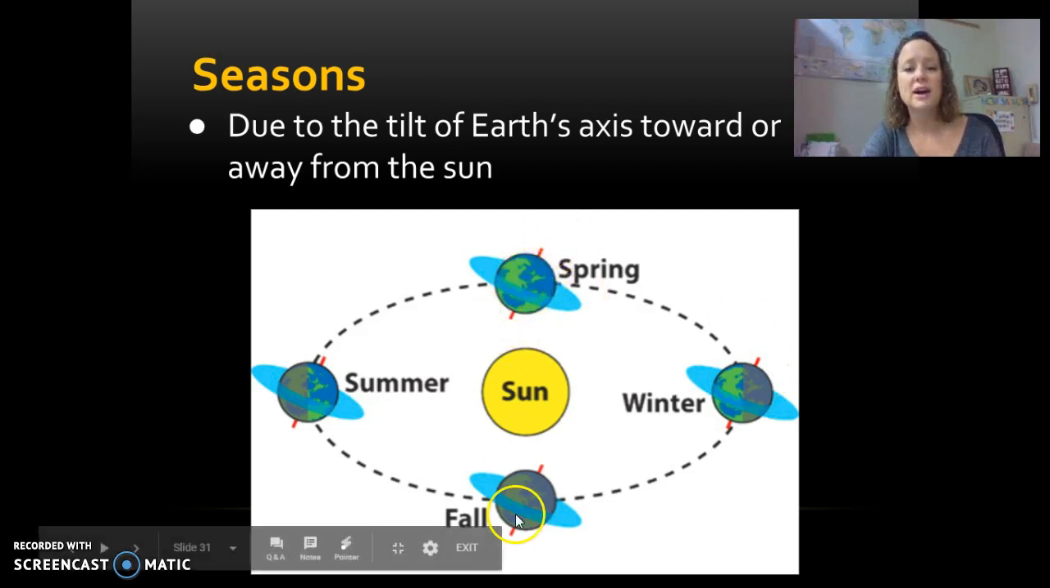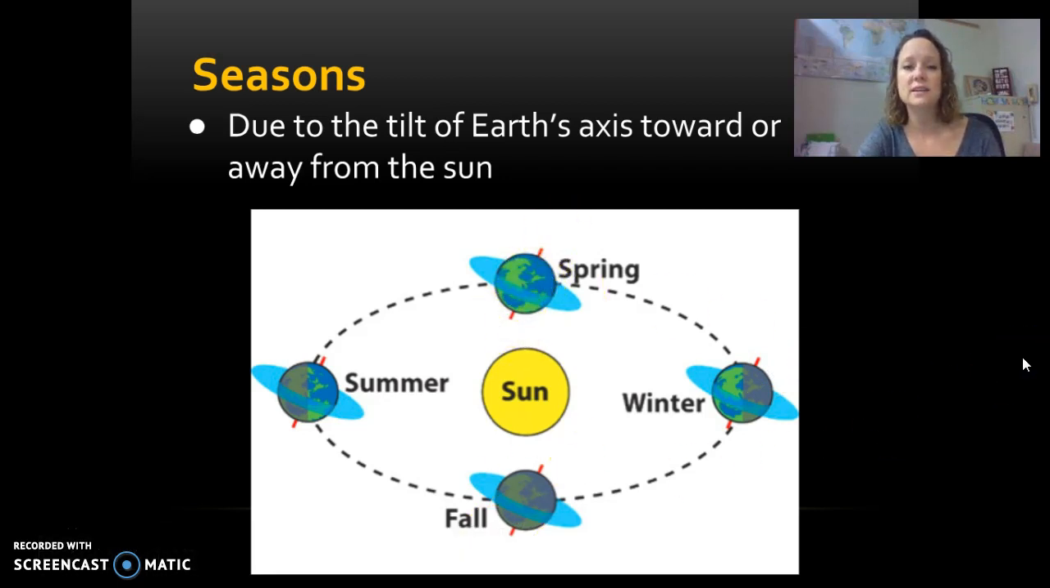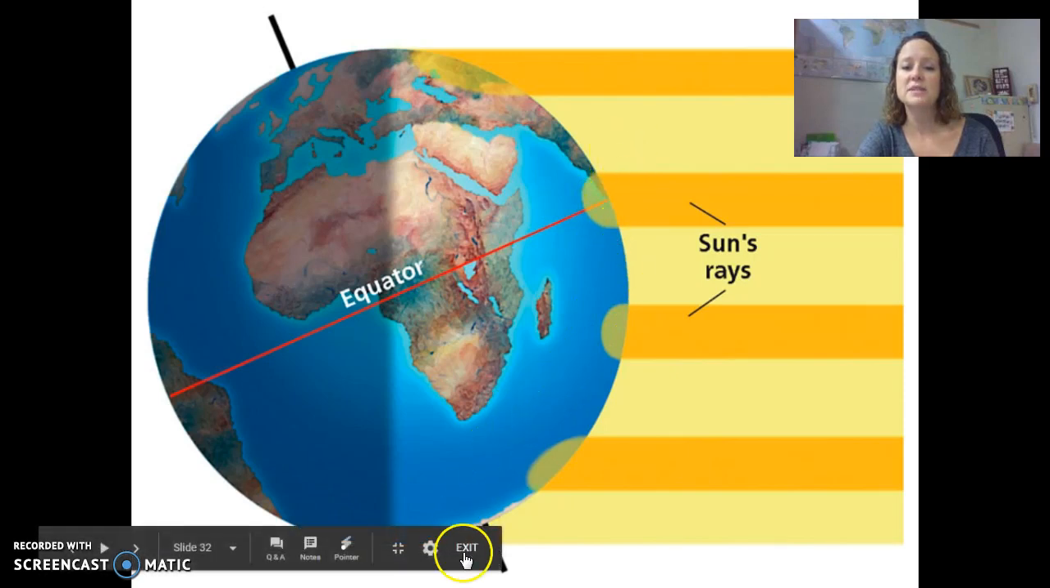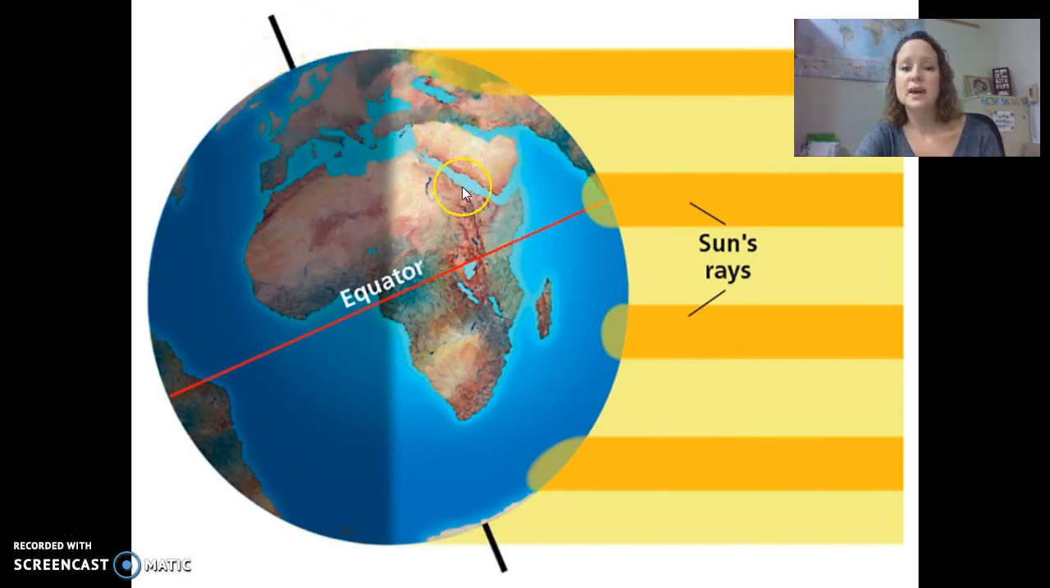Spring and fall we are not tilted towards or away from the sun. That's why in the autumnal and vernal equinox we have equal day and equal night right along the equator. Normally the equator gets the most direct sun rays. So whichever hemisphere happens to be tilted towards the sun is going to have more direct rays, which is what gives us summer. And the hemisphere that is tilted away has less direct rays and gives us winter. So it has nothing to do with the distance to the sun. It's our tilt towards or away from the sun.